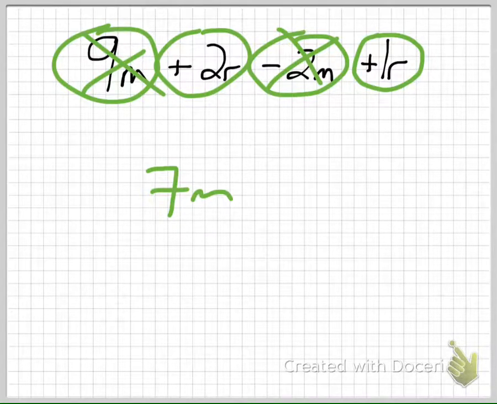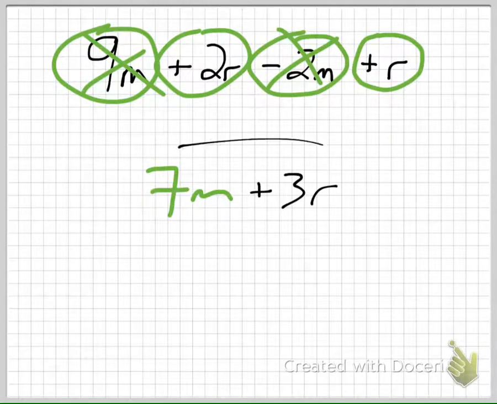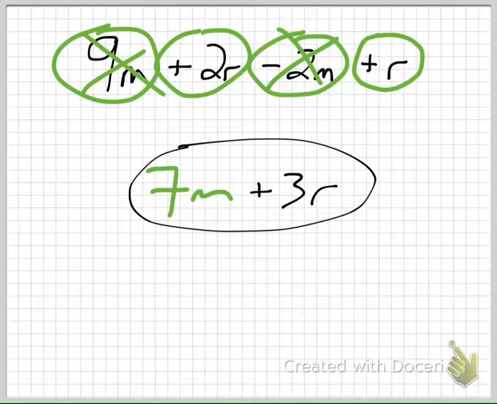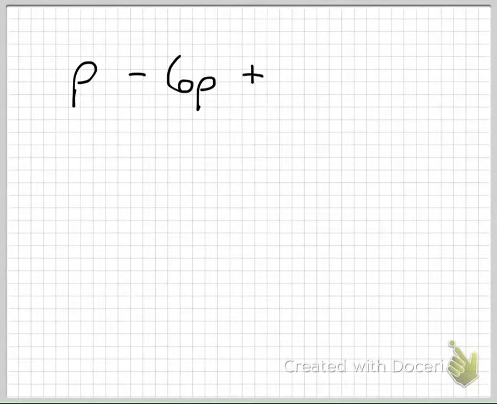So then, knowing that, even though that 1 is not written there, what is 2r plus r? 3r. Plus 3r. 7m plus 3r. Can I combine those two? No, why not? They're not like terms. Does that make sense? Okay. Try another one. This is a good one. We'll see if you can get it.